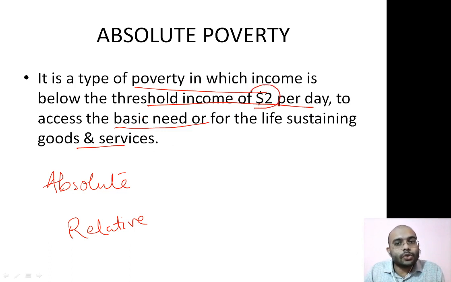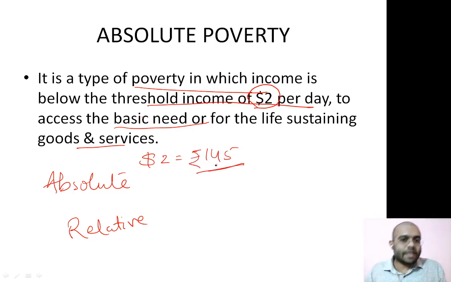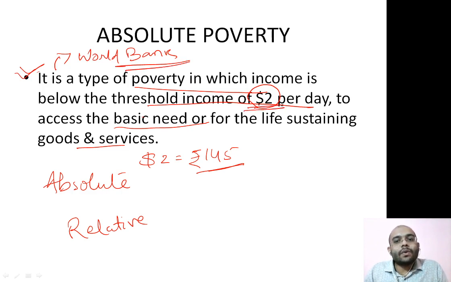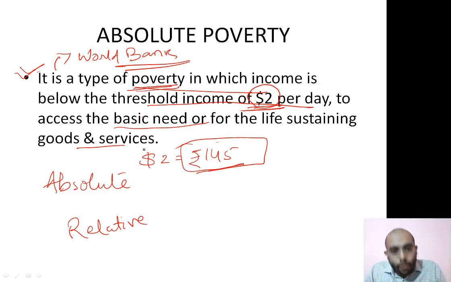If we convert this $2 per day into Indian rupee, it will be roughly around 145 Indian rupees. So, this definition of absolute poverty has been provided by World Bank. Remember this, World Bank provided this definition that any individual with an income less than $2 per day or 145 rupees per day should be considered as in the state of poverty. We will look into Indian study cases as well.